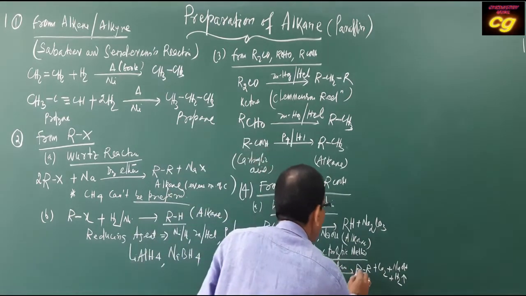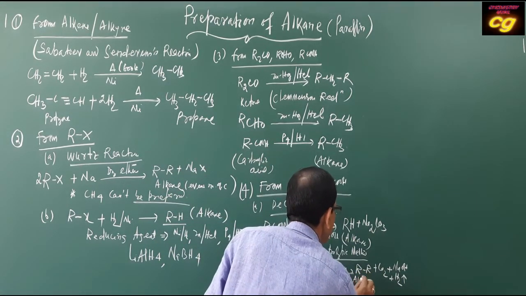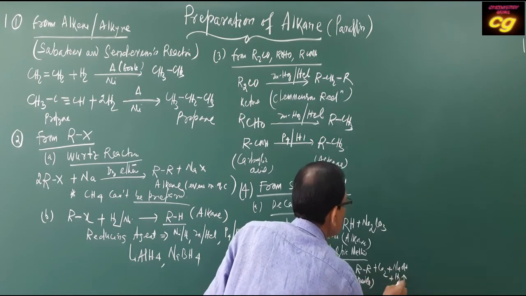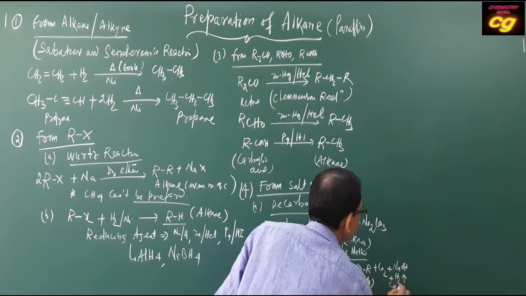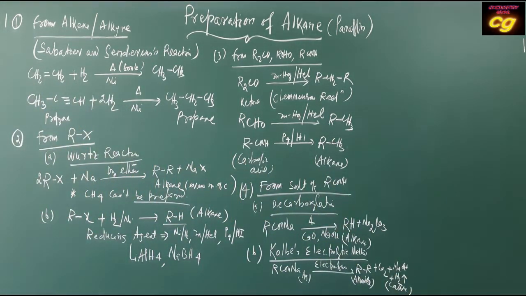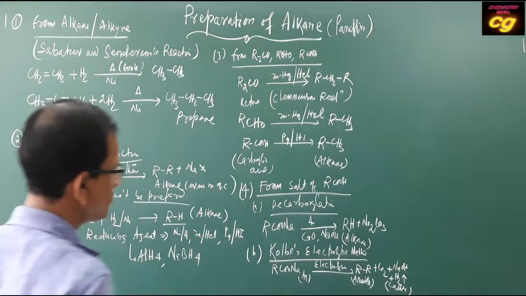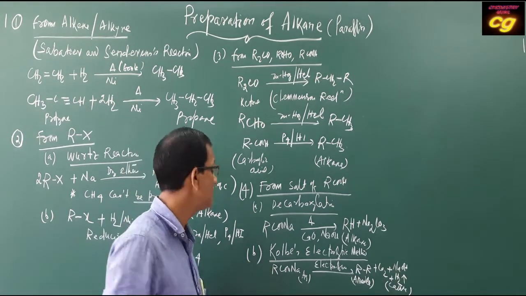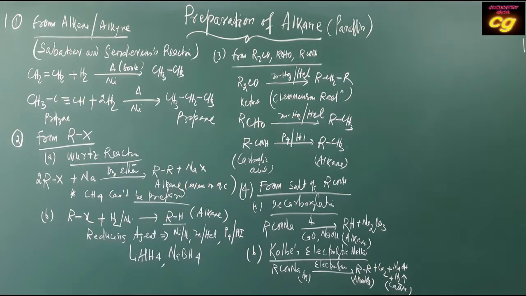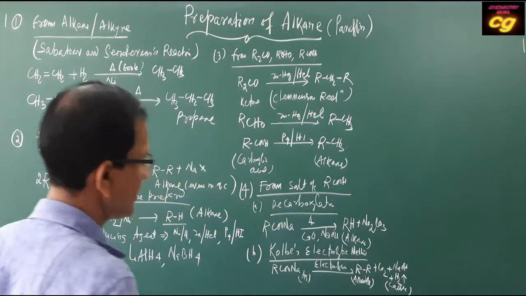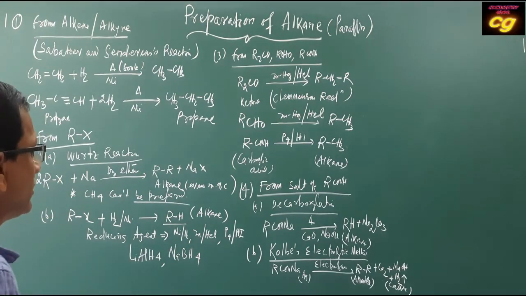So this is at the anode, and this is mainly at the cathode. Hydrogen is produced at the cathode and alkane is produced at the anode by the electrolysis of the sodium salt of a monocarboxylic acid, forming alkane. So this is called Kolbe's electrolysis method.